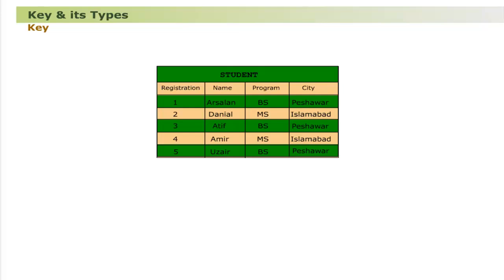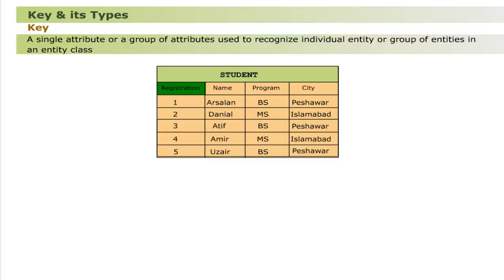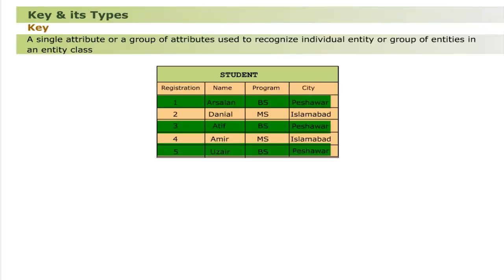Now it is time to define key. A key is a single attribute or a group of attributes used to recognize an individual entity or group of entities in an entity class. For example, in entity class student, attribute registration number could be used to recognize an individual entity. Similarly, attribute city could be used to know the list of students belonging to Peshawar. Let us discuss key in more detail by discussing various types of keys.